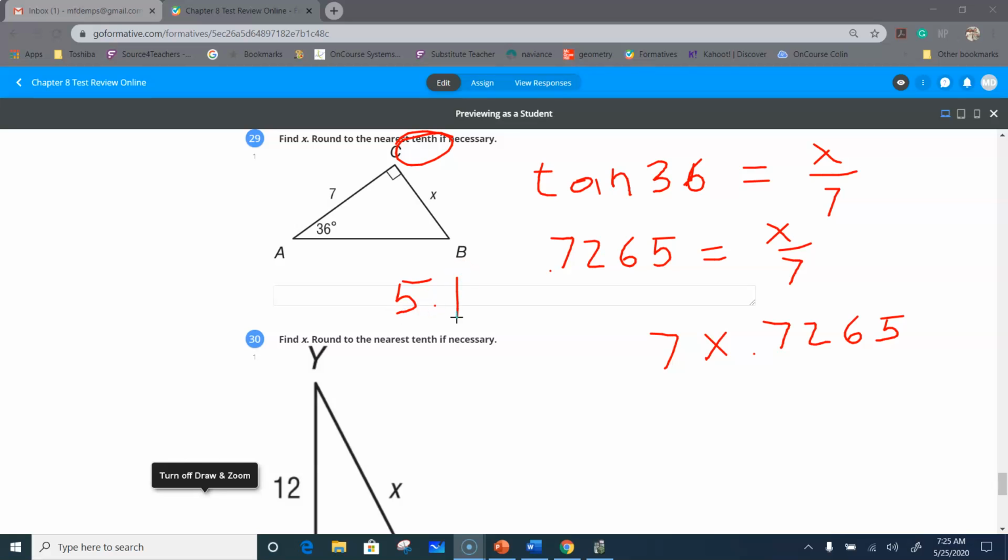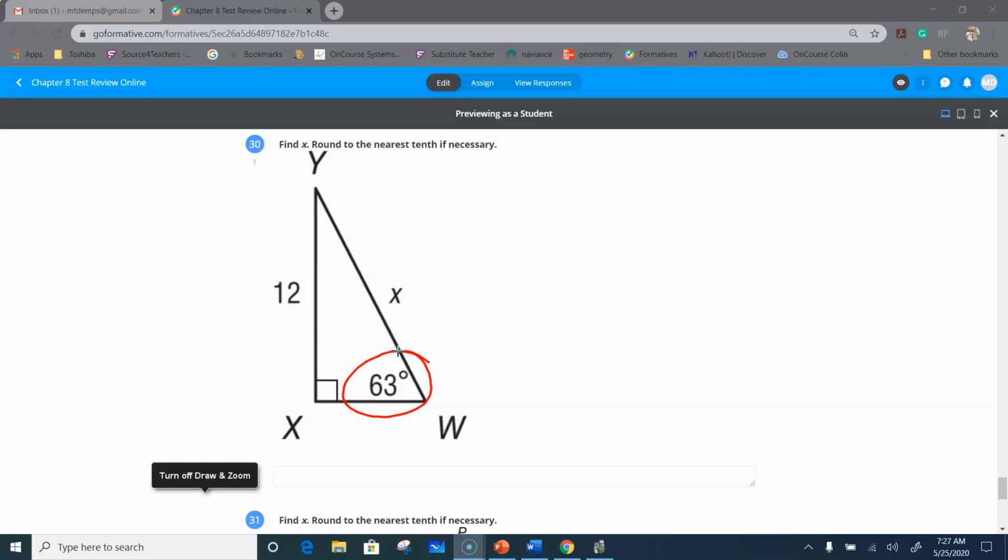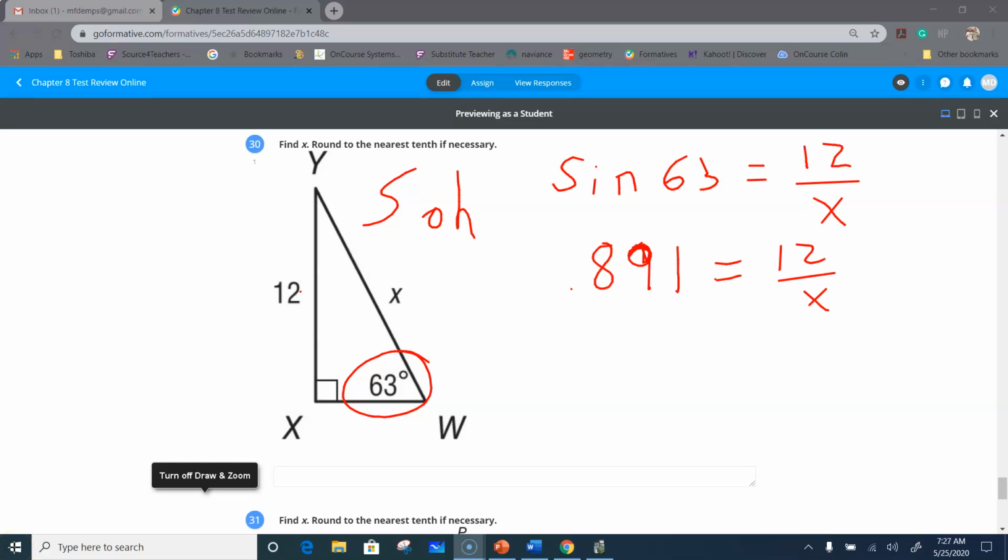Okay, nearest tenth. So now let's take a look. We got 63. X is the hypotenuse, and 12 is opposite. 12 is opposite to 63, so this is going to be a sine situation. So I'm going to take the sine of 63, and what's that equal to? It's equal to the opposite over the hypotenuse, 12 over x. So I take the sine of 63, that's 0.891. That's equal to 12 over x.